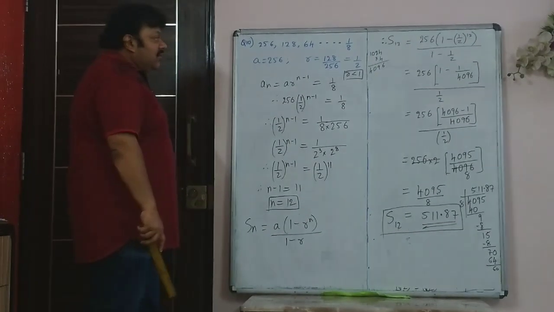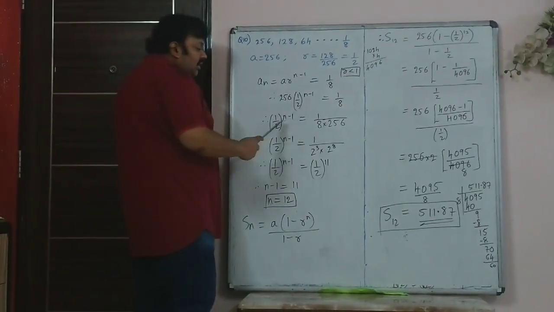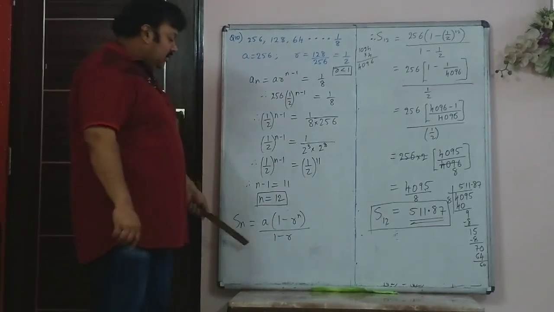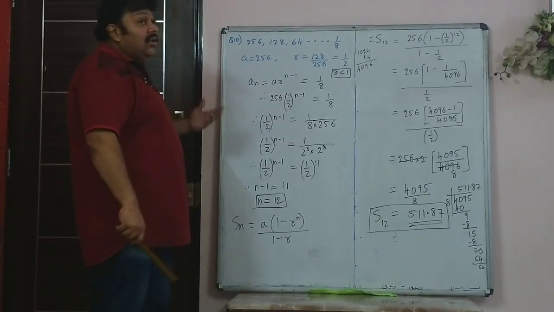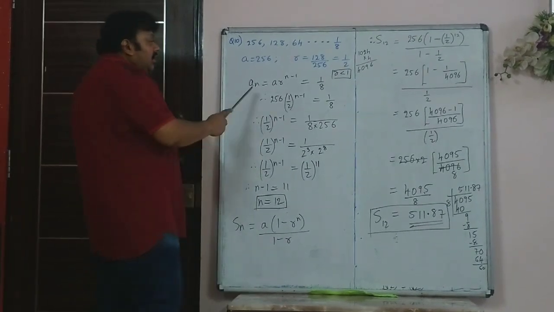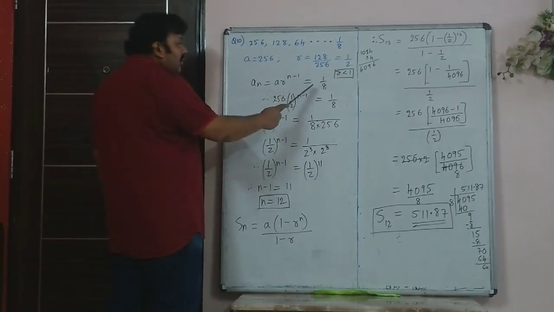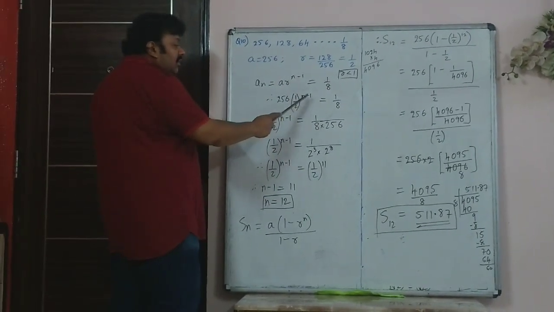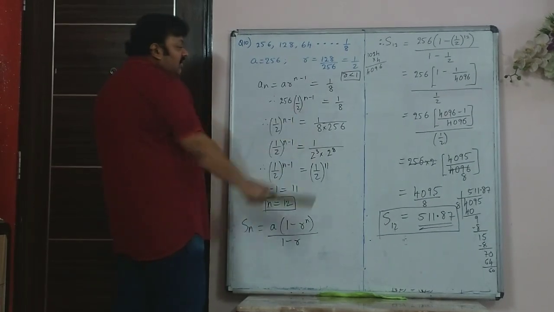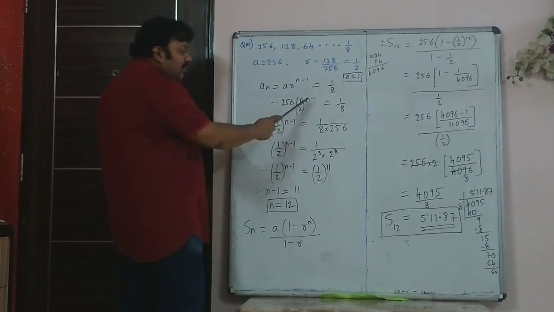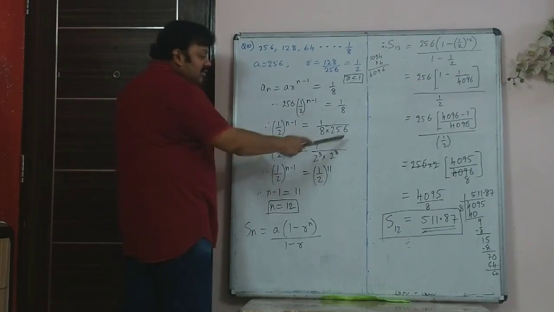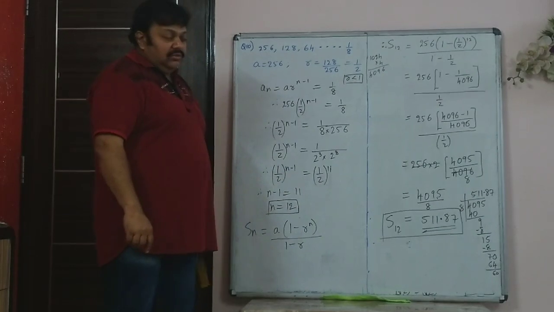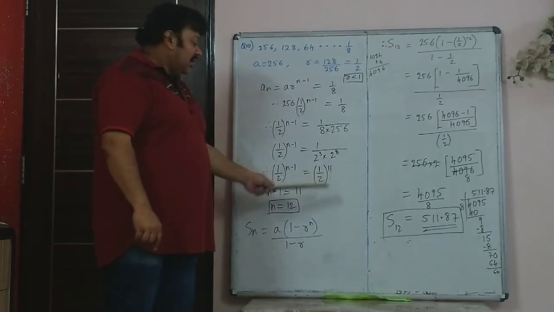Since R is half, that is less than 1, we use the less than 1 formula for finding the sum of n terms. But first we have to see what is the nth term, what is n. An is ar raised to n minus 1, which is 1 by 8. So a is 256, 1 by 2 raised to n minus 1, that is 1 by 8. So 1 by 2 raised to n minus 1, you get the 256 down there. So this is 2 raised to 3 and this is 2 raised to 8. So this becomes 2 raised to 11.